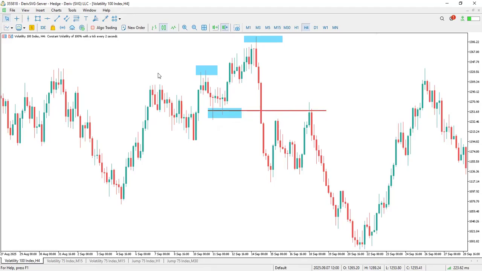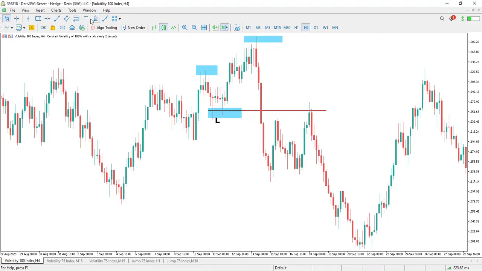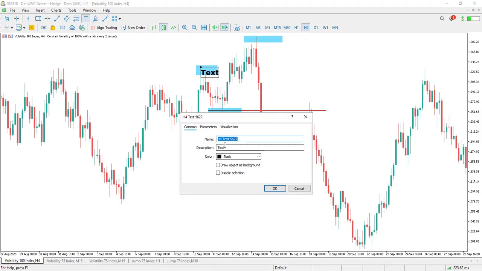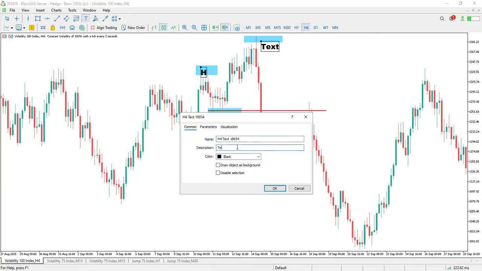Okay, for those that say, I can't just label it, let me label it for you. This is our low here. Okay, this is our high here. This is high. Then we have the higher high here. This is our higher high.